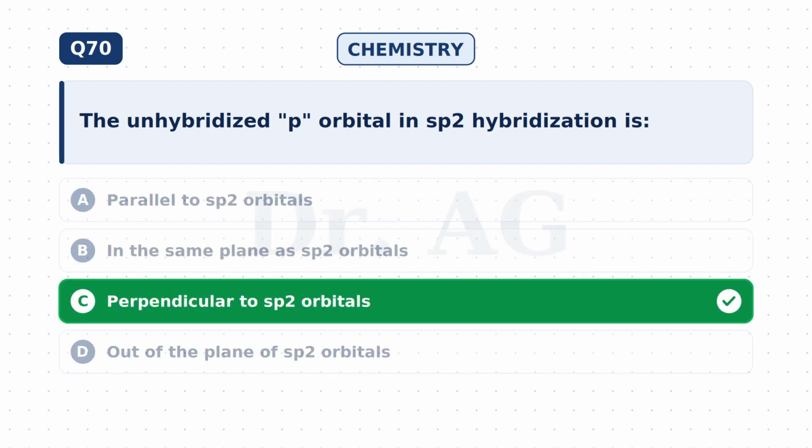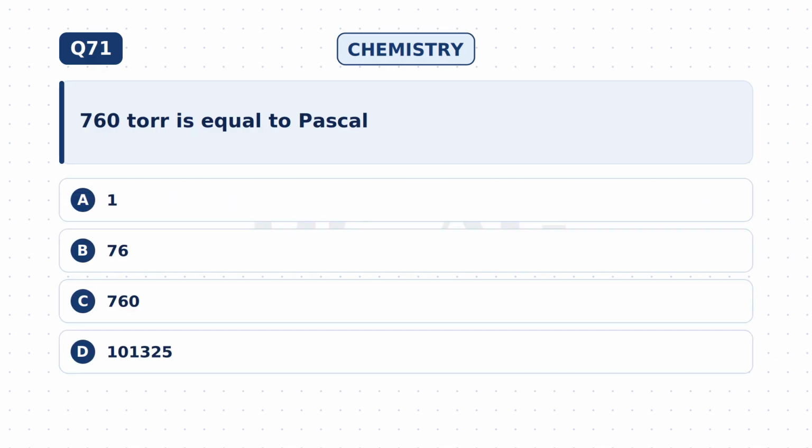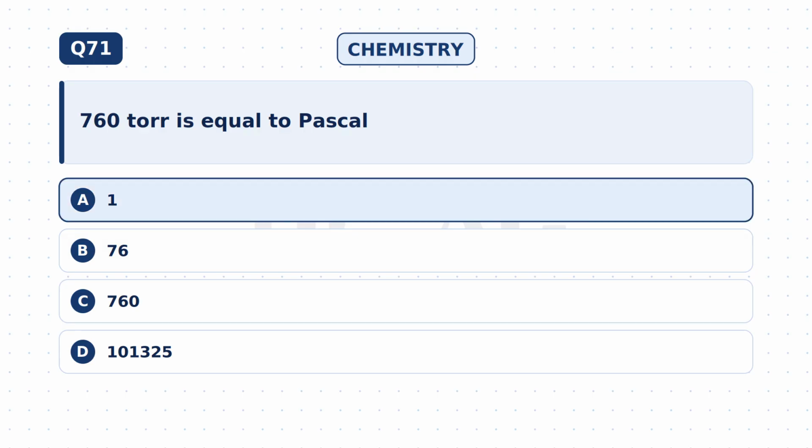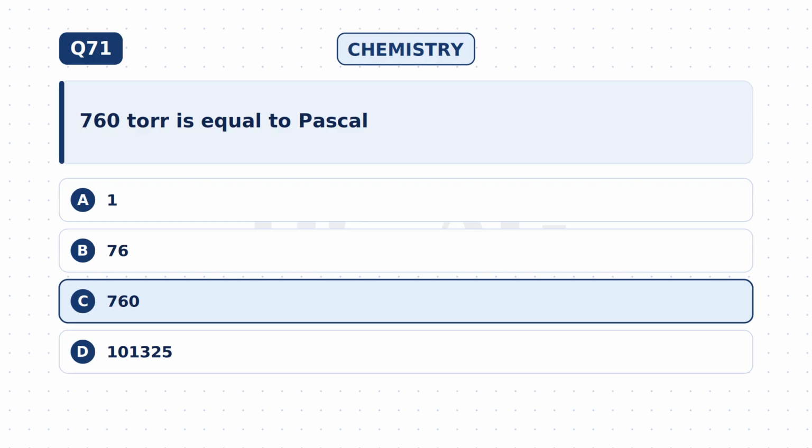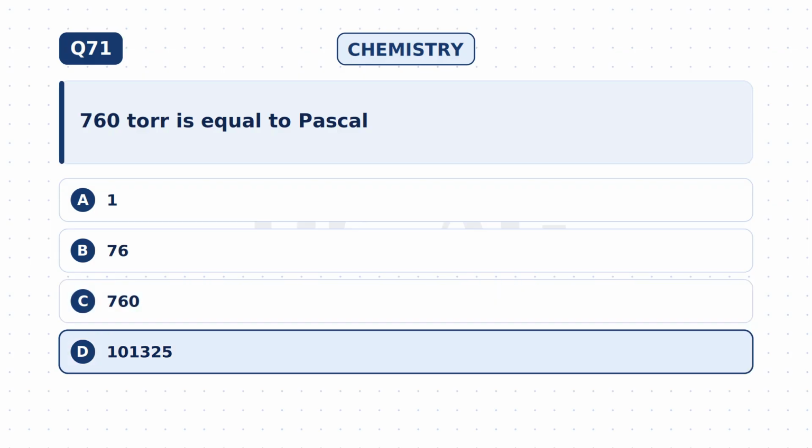The correct answer is C. Perpendicular to sp2 orbitals. Question 71. 760 torr is equal to how many Pascal? Option A, 1. Option B, 76. Option C, 760. Option D, 10132.5.